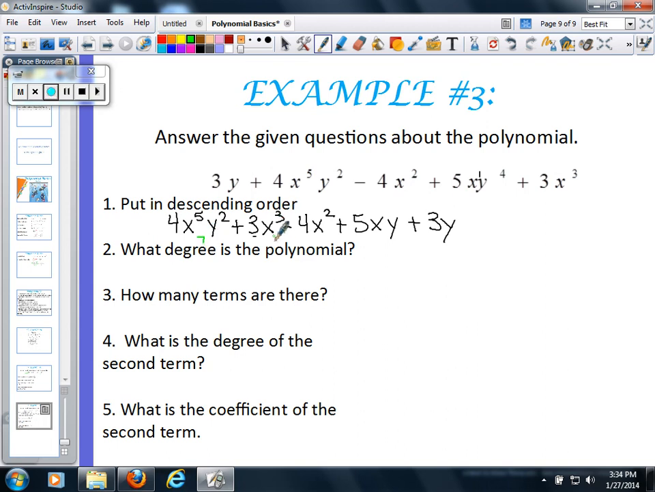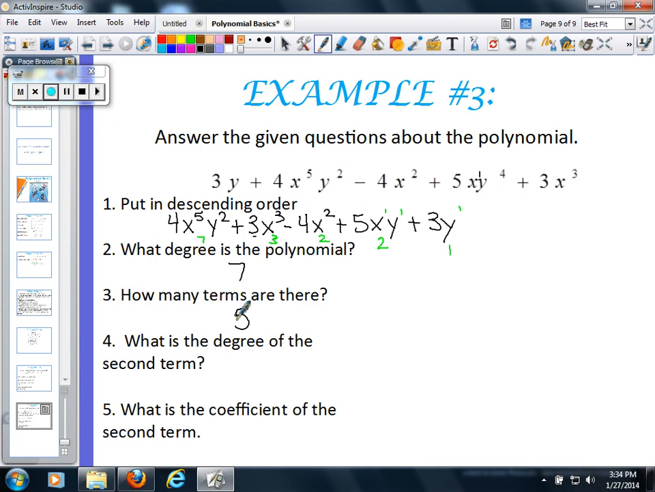The degree of the second term is 3. Third term is 2. The fourth term, this is a 1 and a 1, so this is going to be a 2, and this is a 1, so that's a 1. So now again, you're writing the degree of the polynomial, so it's going to be the highest one, so it's going to be 7. How many terms are there? Well, there's 1, 2, 3, 4, 5 terms.